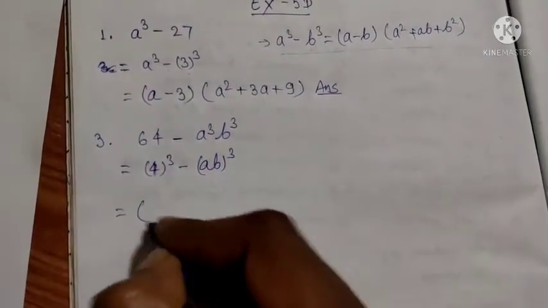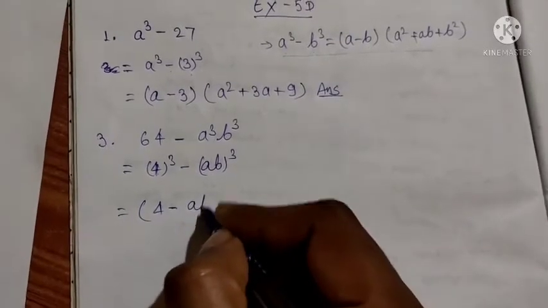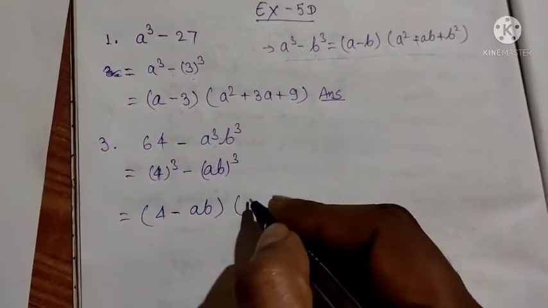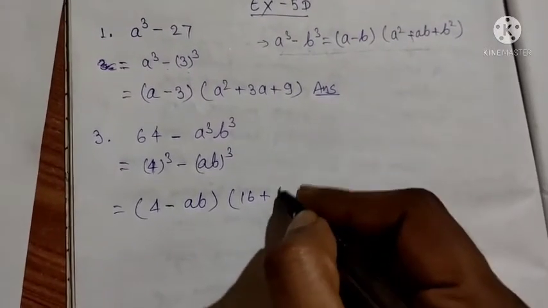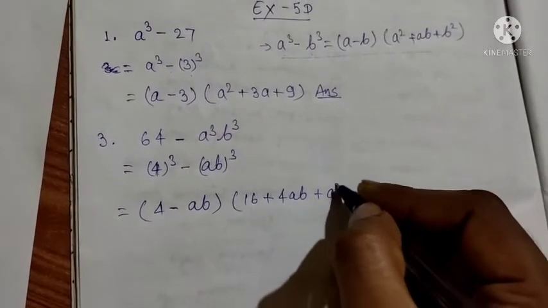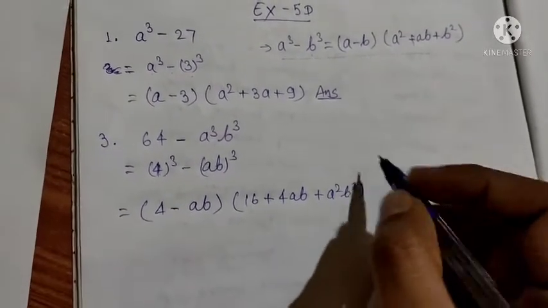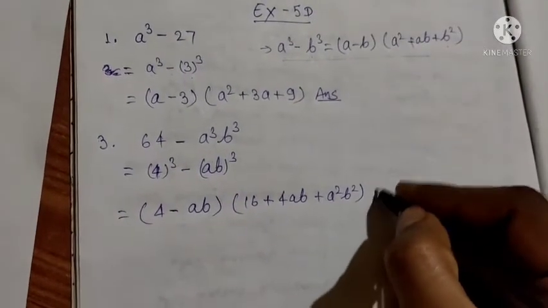Hence it will be 4 minus ab into 4 square becomes 16 plus 4 into ab become 4ab, and then plus a square b square, as in the formula there is b square, right? You have your answer.